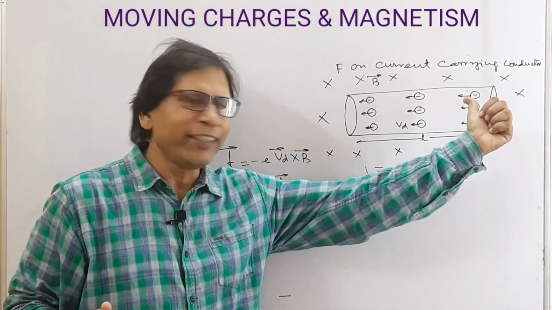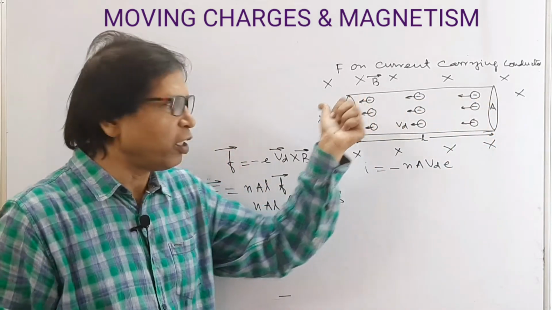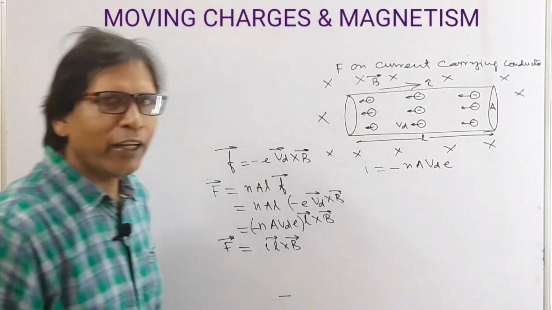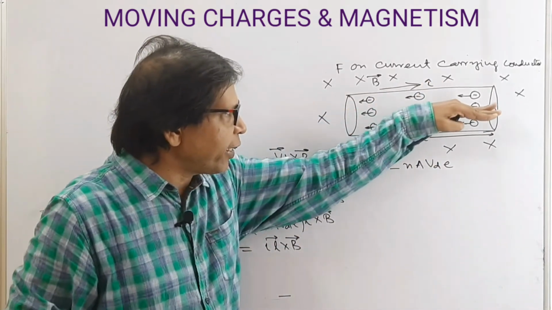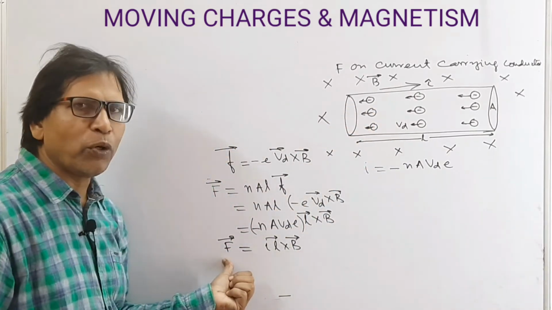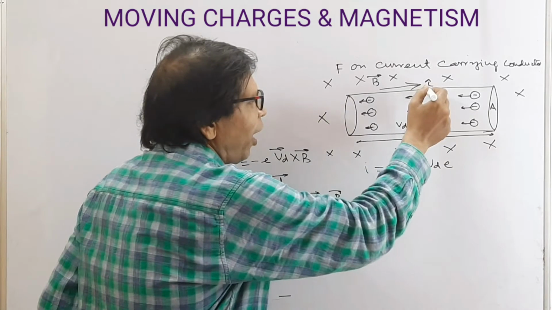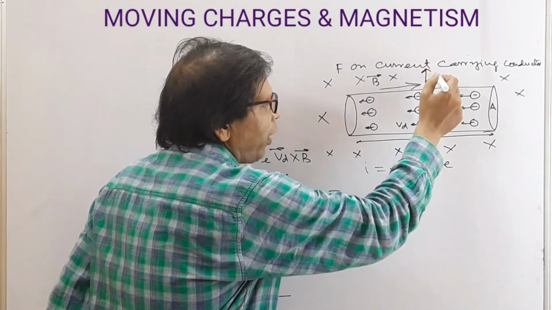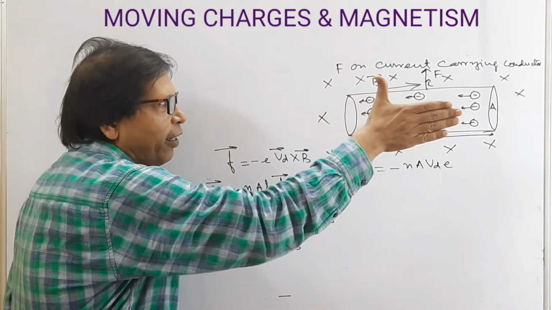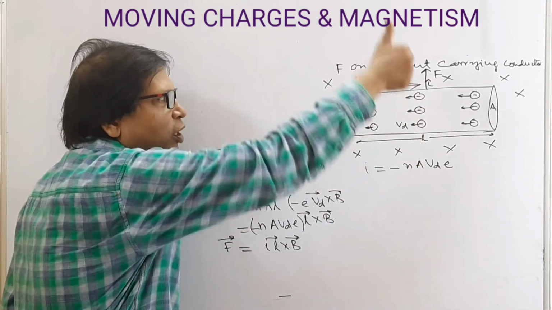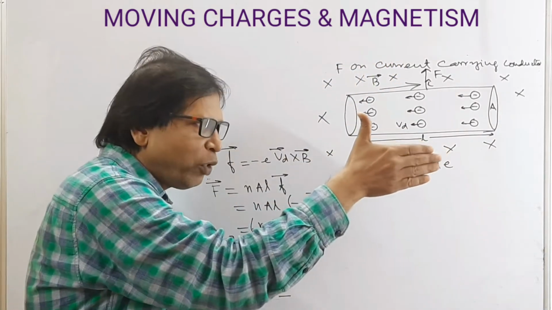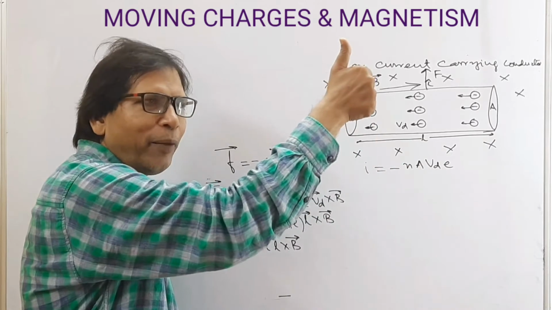This is the direction of drift velocity, so the direction of current becomes along this direction. The direction of current is this direction, the direction of magnetic field is inward. So the direction of force is upward. This is the F vector, because this is the I vector, this is the B vector, so this is the force vector. Now this is the I vector, inward B vector, and this is the F vector.